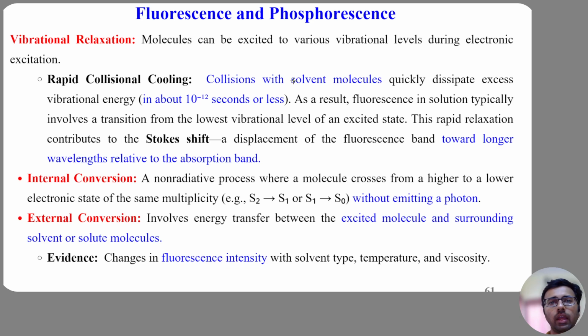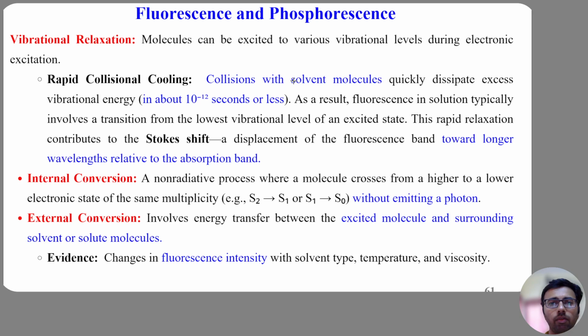The final mechanism is intersystem crossing. This is a non-radiative transition between states of different spin multiplicity, most commonly from excited singlet S1 to triplet T1. This crossing becomes probable when vibrational energy levels overlap. Phosphorescence occurs only after this transition populates the triplet state.